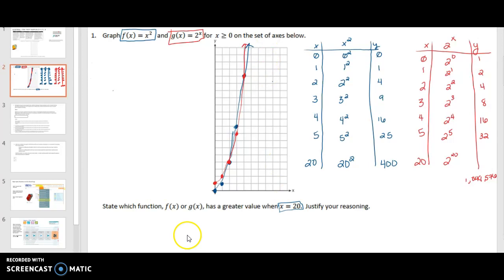All right, so when it says which one has the greater value, it has to be g of x, because when we plugged in 20 for x, we got a much higher number than if we plugged in 20 here. And the difference between the two was the greater the exponent, the faster it's going to increase. So when the exponents get greater, it's going to go up a lot faster.